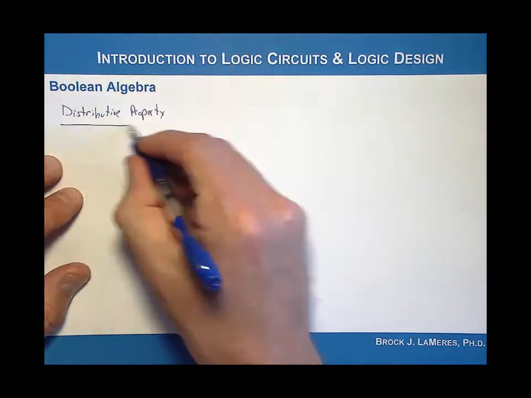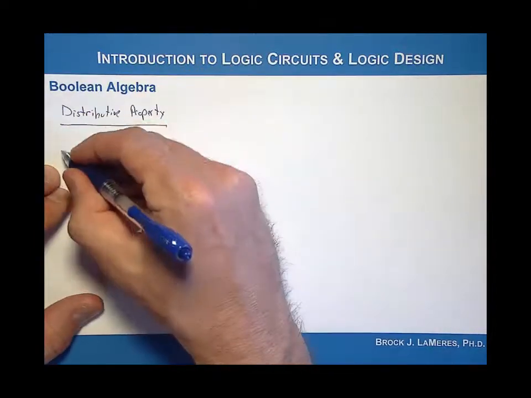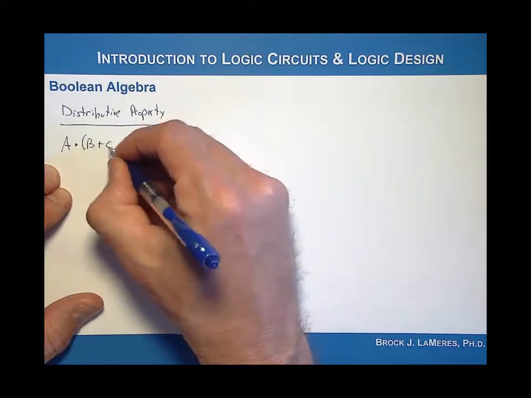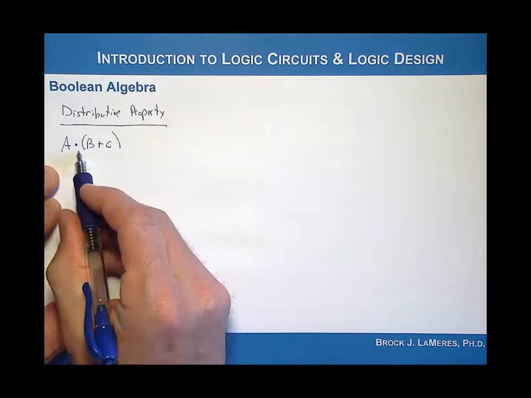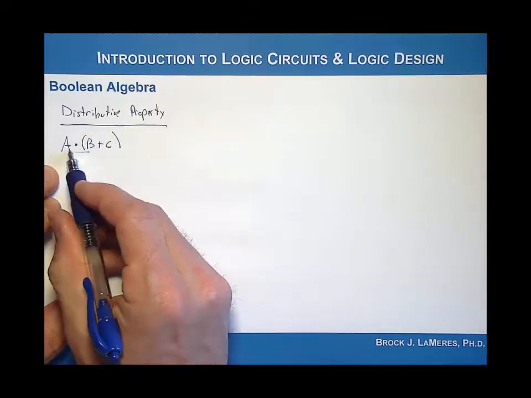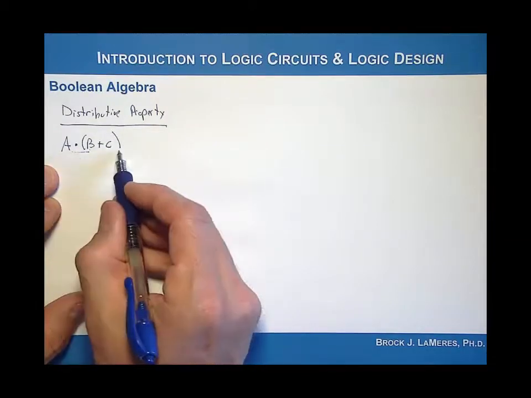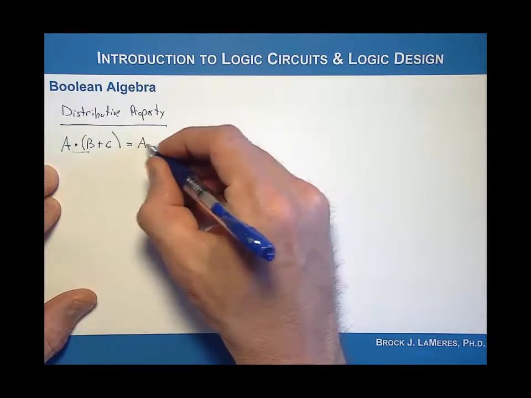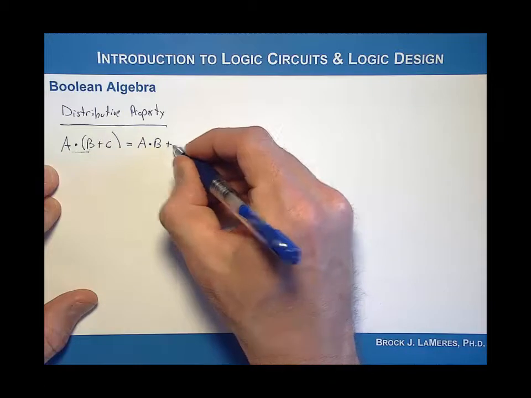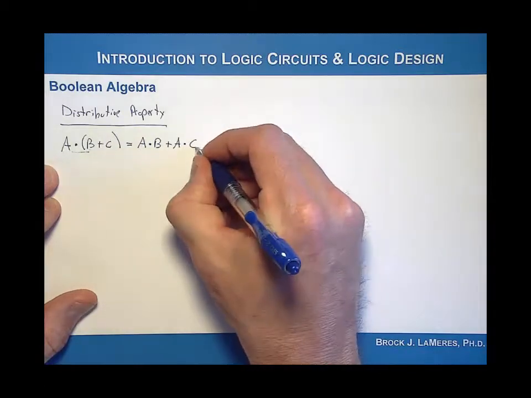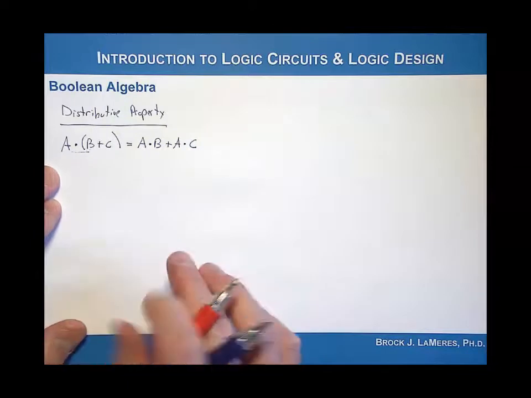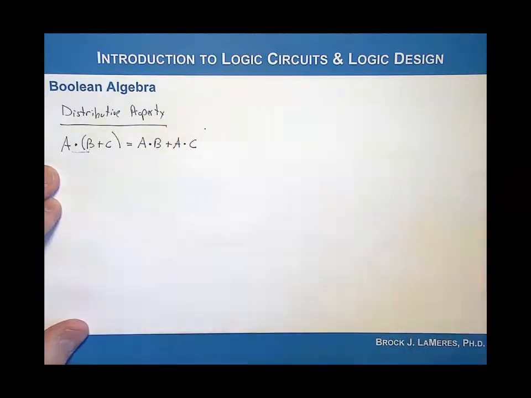And what this says is that if I had A ANDed with B ORed with C, I can distribute that AND operation through. So I can take A ANDed with B ORed with A ANDed with C. So it distributes through. So that's the truth of this theorem. Now this becomes useful. Let's write the dual down, and then we'll talk about the usefulness of this.